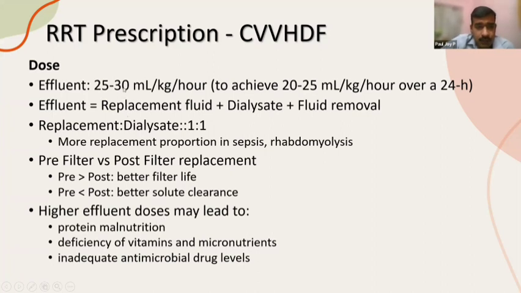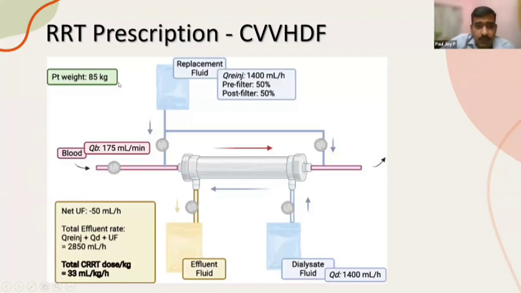Now, doses higher than this 25 to 30 ml per kg per hour can lead to protein malnutrition, deficiency of vitamins and micronutrients, and inadequate antimicrobial drug levels. So, for example, if there's a patient of 85 kilograms, we prescribe a blood flow of around 175. Blood flow is usually kept around 100 to 200. Higher blood flows will lead to more need of citrate if citrate is used, and lower blood flows will lead to reduced efficiency and higher risk of filter clotting.